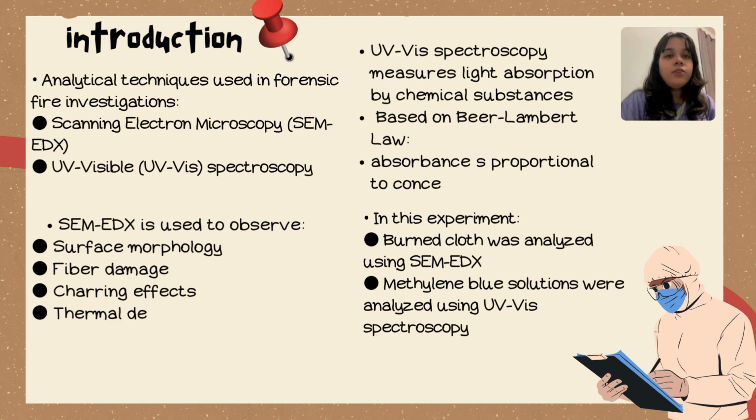In this study, two analytical techniques were used, which are SEM-EDX and UV-visible spectroscopy. SEM-EDX helps observe microscopic surface damage, fiber degradation, and charring effects on burnt materials. Meanwhile, UV-based spectroscopy measures light absorption to determine the concentration of chemical substances based on the Beer-Lambert law. In this experiment, burnt cloth was analyzed using SEM-EDX, while methylene blue solutions were analyzed using UV-based spectroscopy.